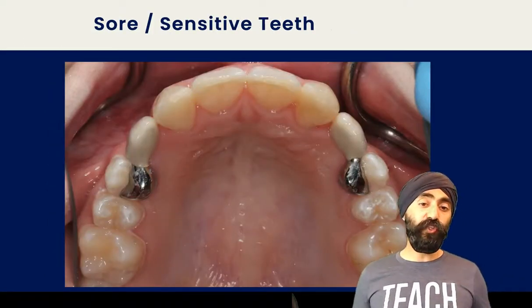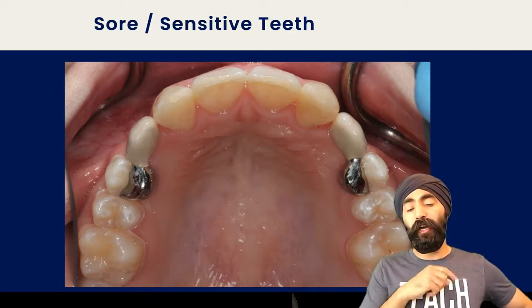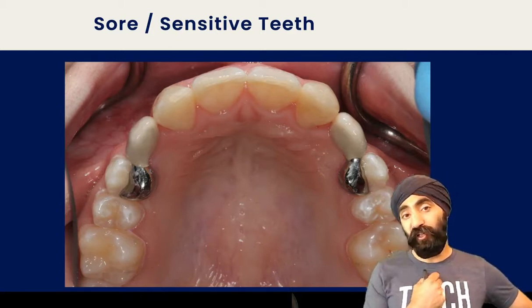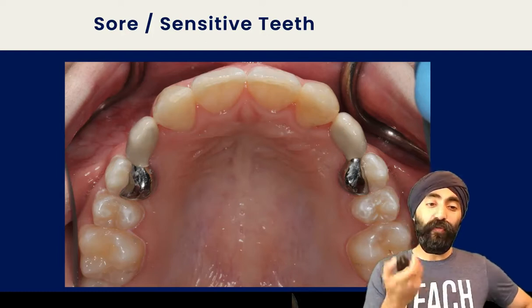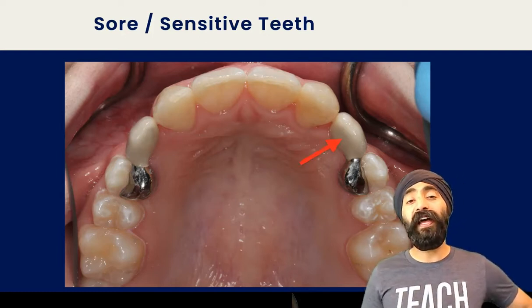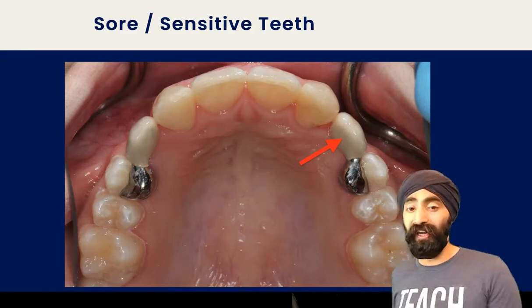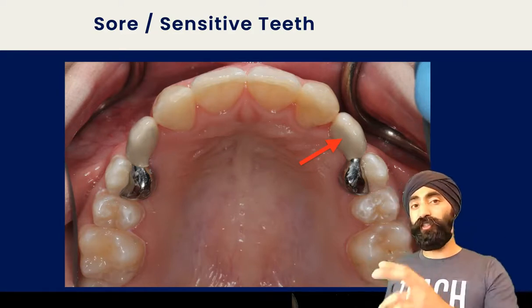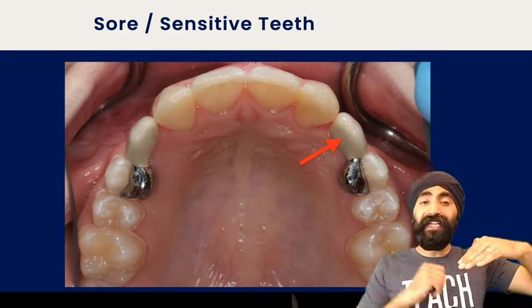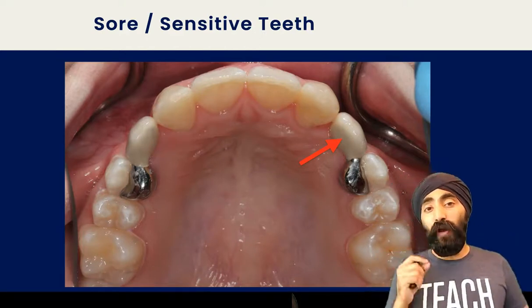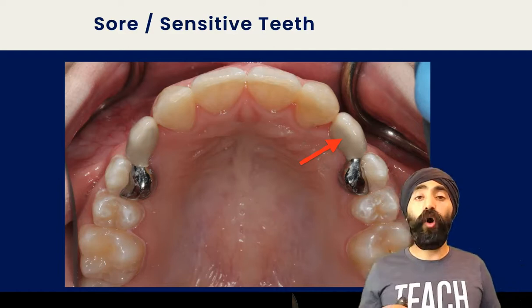And sensitive teeth is an interesting one. I remember placing these bridges when I was in hospital, and the patient came back in pain, right? And the reason why this patient came back in pain is because I hadn't done a thorough check of the occlusion. Again, that word occlusion again. But it's not the occlusion that caused the issue, it's that the patient was grinding at nighttime, and I didn't get rid of the excursive guidance on that pontic.